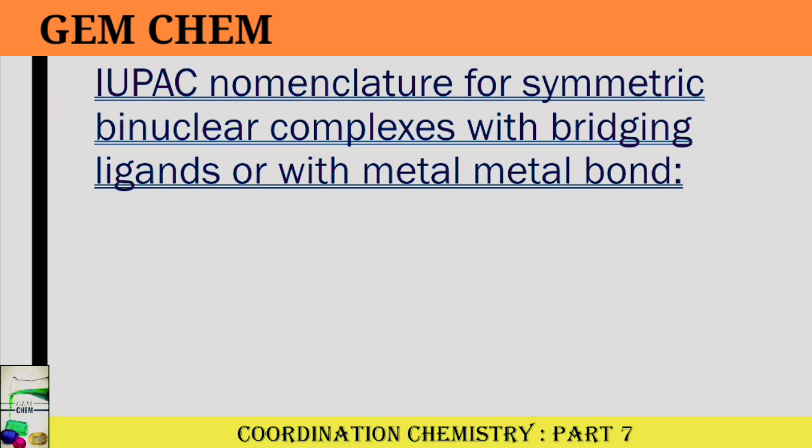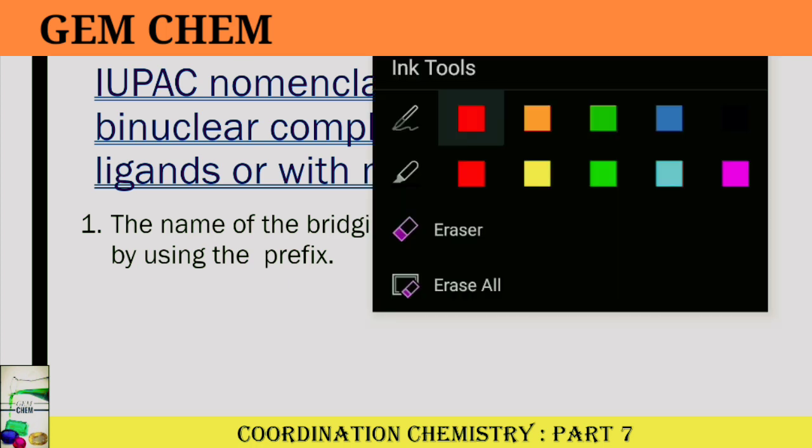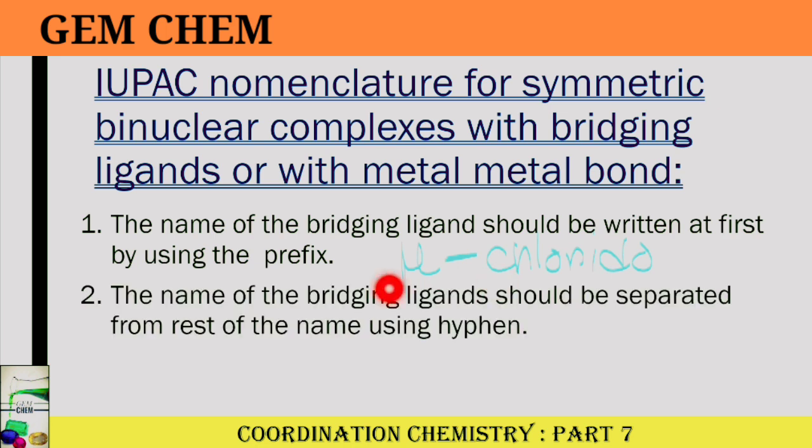Now we are going to see what are the rules regarding naming of the bridging ligands. So the name of the bridging ligand should be written first by using a prefix, and the prefix used in this case is mu. So we are going to write mu, and if suppose you have a bridging ligand as any kind of halo, suppose chlorido, so you can write mu-chlorido and continue writing with the rest of the name portion, right? Now the second rule is that the name of the bridging ligand should be separated from the rest of the name by using a hyphen.